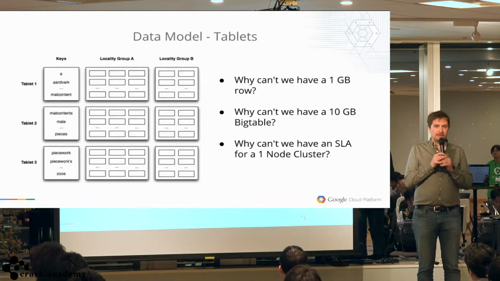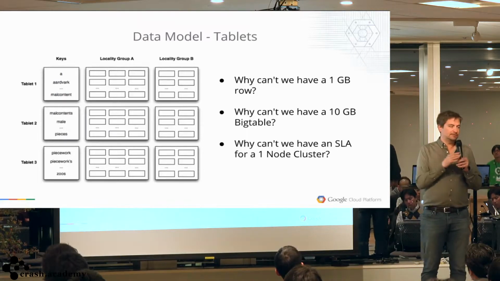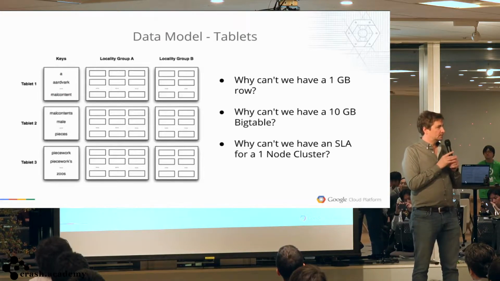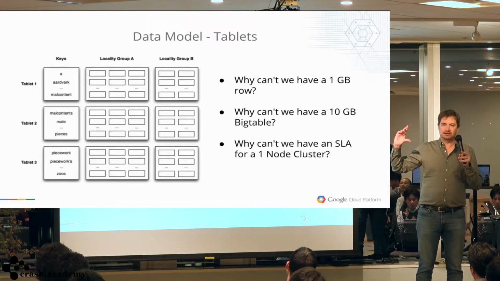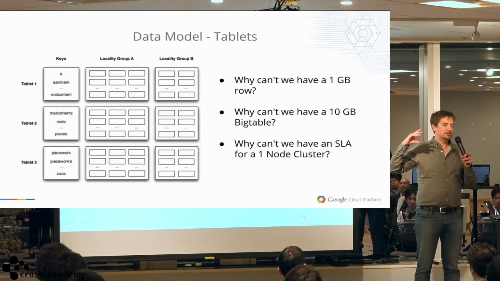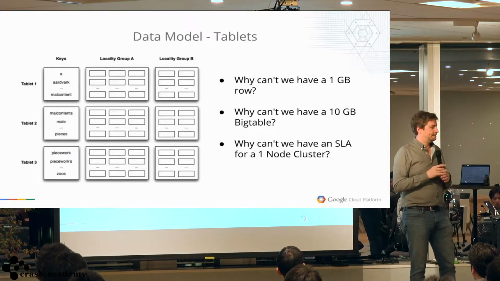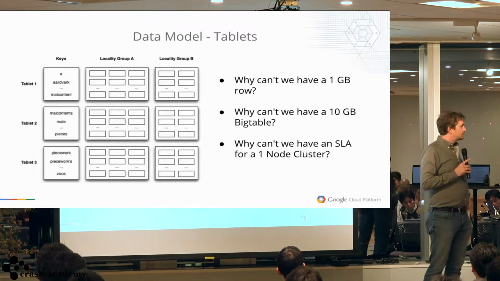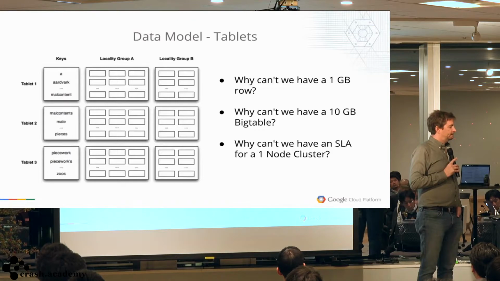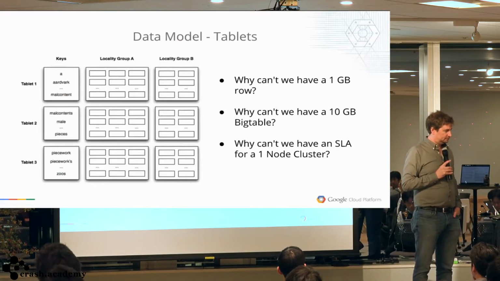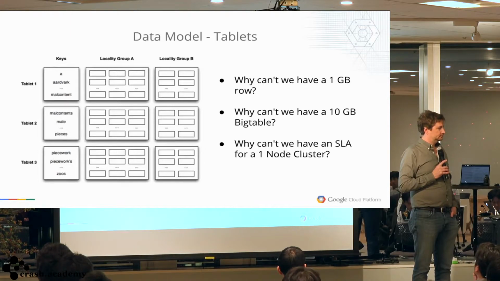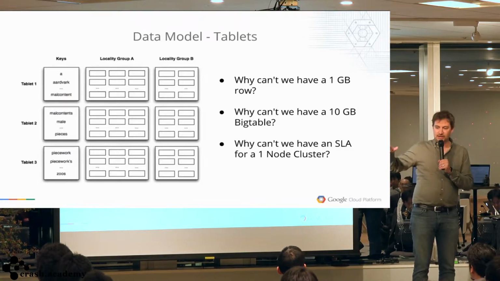Okay, so there are some limits because of the way that Bigtable works. Individual rows, because they are the basic unit of Bigtable, can't be larger than 250 megabytes. 250 megabytes per row.